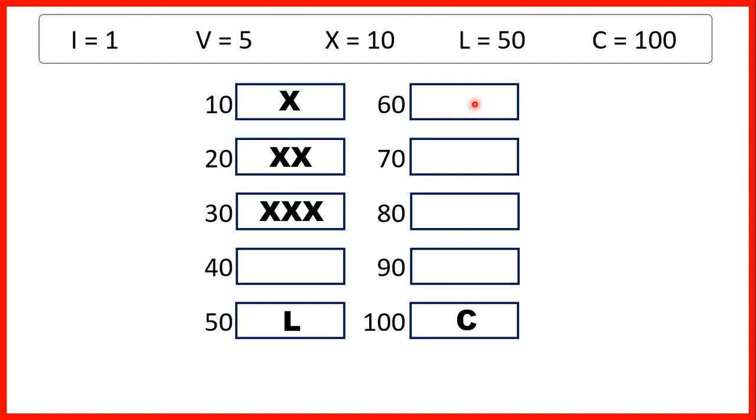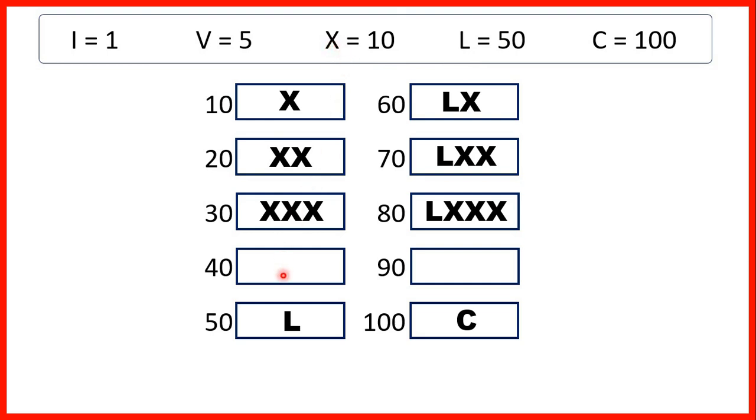For now, let's work out 60. That's 50 and then another 10. So they wrote L and then X. 70 is 50 and then 2 10s, so L and 2 X's. And 80 is 50 and then 3 10s, so that's L and then 3 X's.